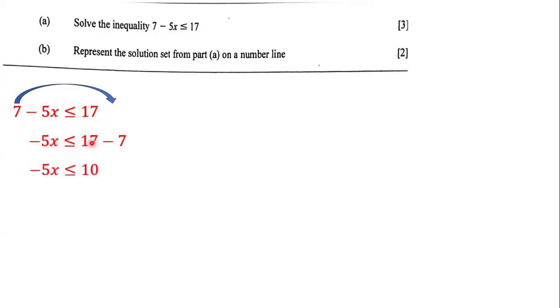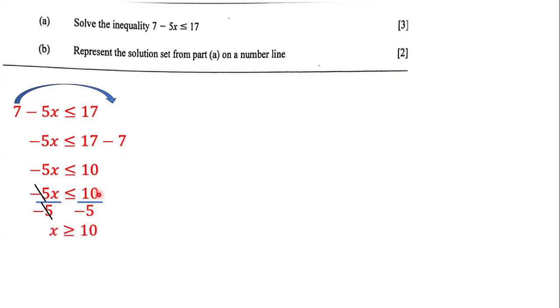Next, we say 17 minus 7, which is 10. And so we have negative 5x is less than or equal to 10. The next thing that we're going to do is divide both sides of this inequality by negative 5. When we do that, we cancel this negative 5 with this negative 5, and so we are left with x on the left-hand side.